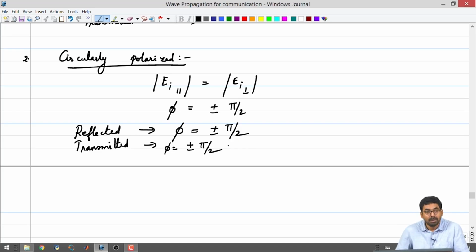Now, we also know on top of that, just like in the linearly polarized case, gamma parallel is not equal to gamma perpendicular, reflection coefficient values are not equal, which means that if you had EI parallel and EI perpendicular to be equal, ER parallel and ER perpendicular may not be equal. So, what happens is you will end up with ER parallel not being equal to ER perpendicular, but they still have a phase of pi by 2 between them, and this corresponds to an elliptical polarization.